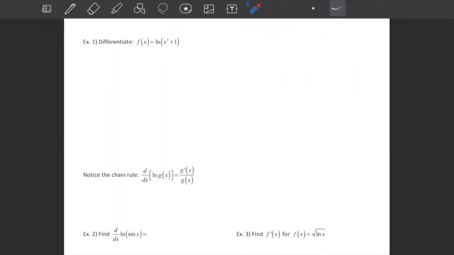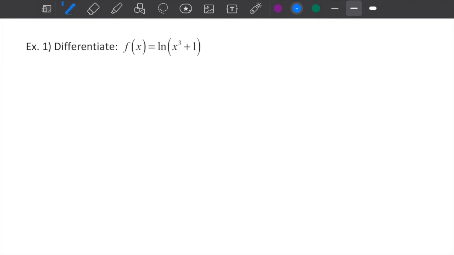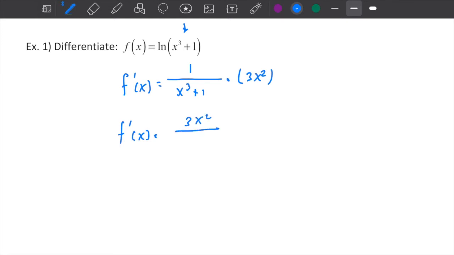Let's put this into action. Let's practice. Differentiate the natural log of x cubed plus 1. So what I see is chain rule, because we have that x cubed plus 1 inside our natural log. f prime of x, then, the derivative of natural log is 1 over the argument inside, x cubed plus 1, multiplied by the derivative of the inside, which is 3x squared. So our derivative is going to be 3x squared over x cubed plus 1.